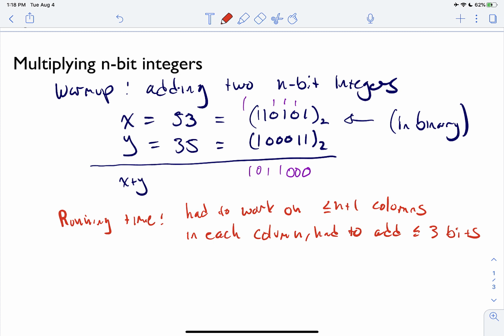Now let's consider the running time of this algorithm. You'll notice that we had to look at most n plus 1 columns. In this process, we created n plus 1 columns. And for each of those columns, we had to do a number of operations, but the total of operations was just simply adding 3 bits. So in total, we had to work on O of n columns. And in each column, we had to do O of 1 many computations. 3 is O of 1. So in total, the total running time of adding two n-bit integers is O of n.